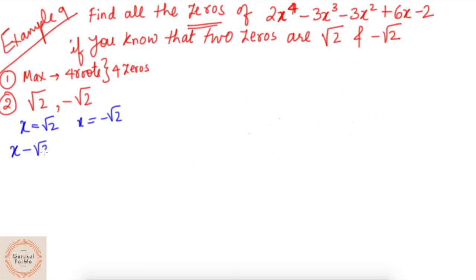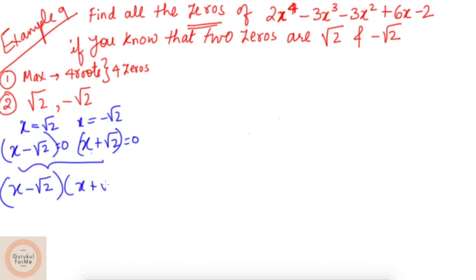x minus root 2 is equal to 0. Why? Because I take root 2 to the other side and I say x plus root 2 is equal to 0. Then what's the quadratic equation we get from this? If you multiply both of them, x minus root 2 and x plus root 2, what do you get? You get x square minus 2. You know that this is the equation if you had these two as the zeros.